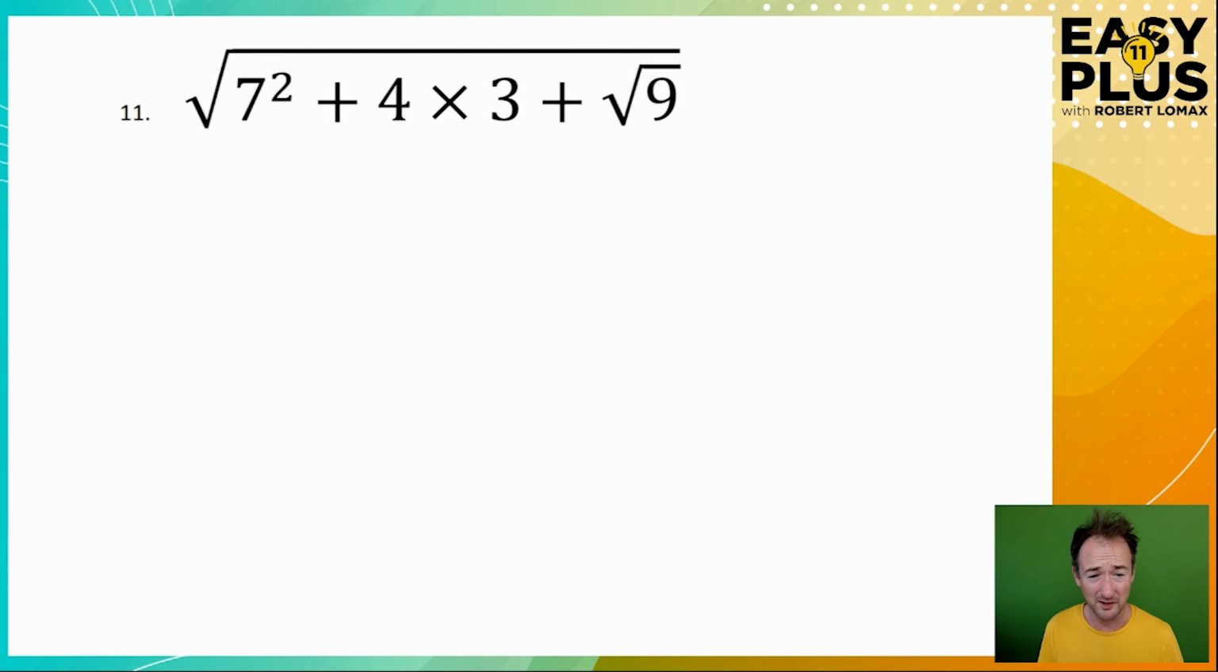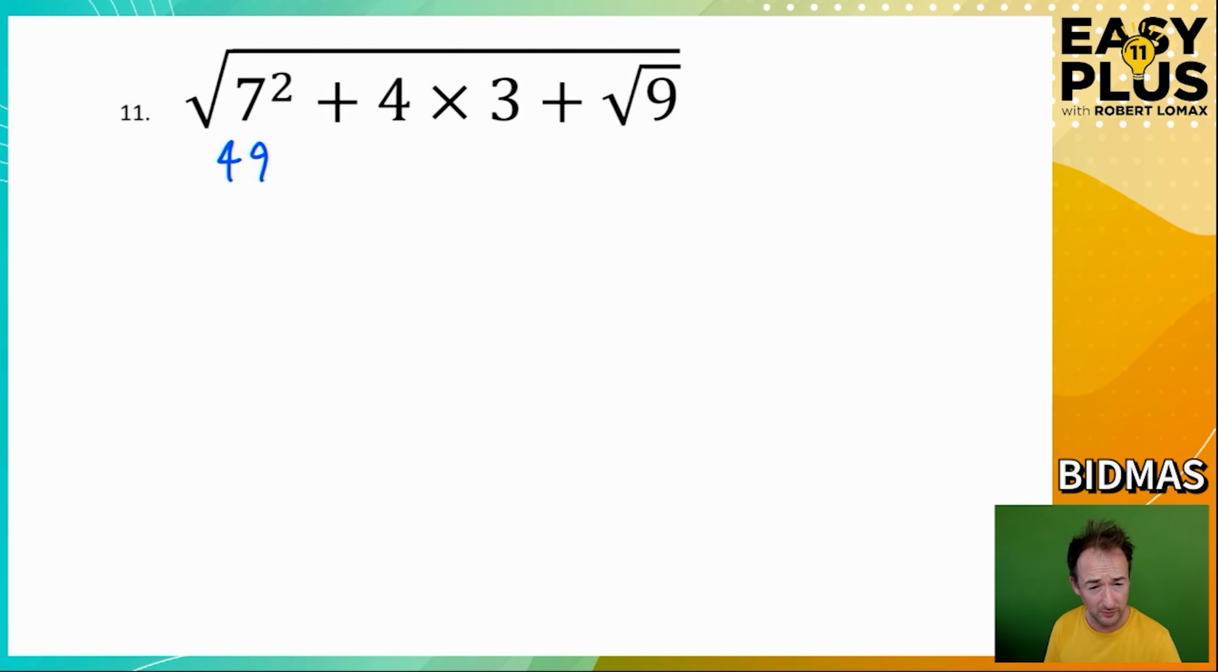Now this one's really mean. I don't think you'll see this in an 11 plus exam, but if you can get this right, it shows that you've really understood all the things that we've covered in this session. So we haven't got any brackets. Let's get started with the indices. 7 squared is 49. 7 times 7 is 49.